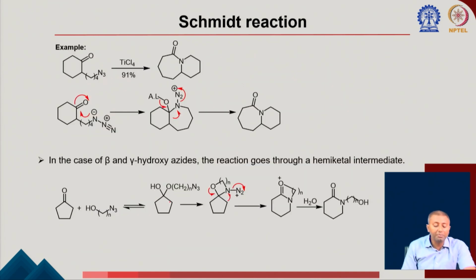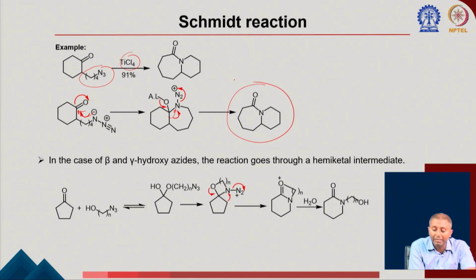There is another example of the Schmidt reaction here. You can see there is a C4N3. If you treat it with titanium tetrachloride, a very similar thing is going to happen. The mechanism is given. This N minus is going to attack the carbonyl. Then there will be a Lewis acid which is going to take this oxygen, and then it is going to come back. You can see this ring is getting expanded here, to form this type of product.